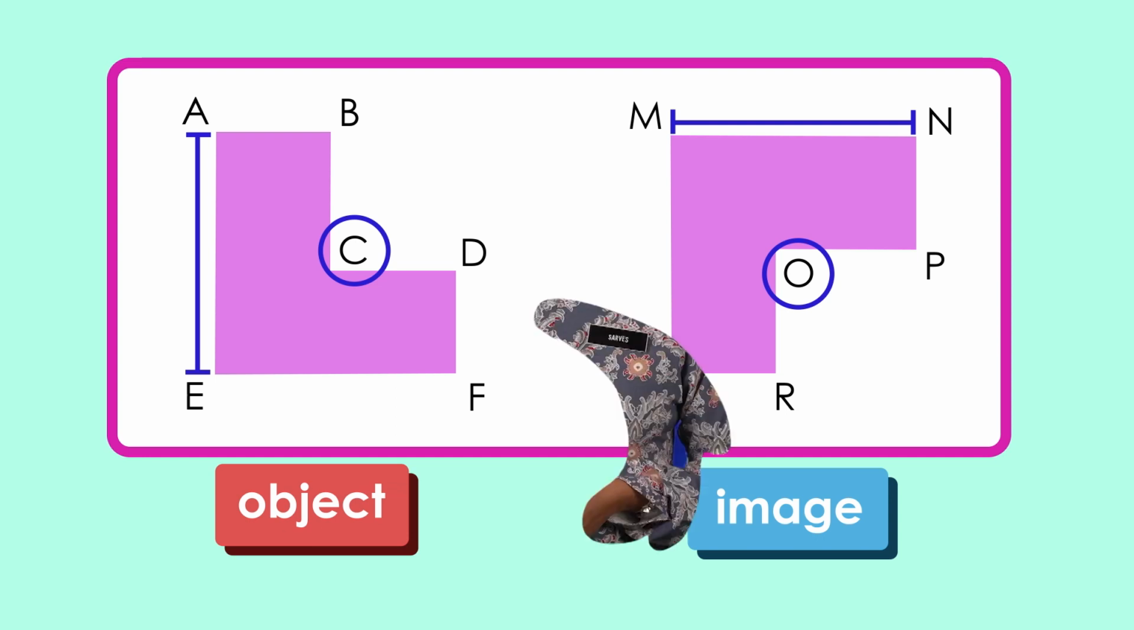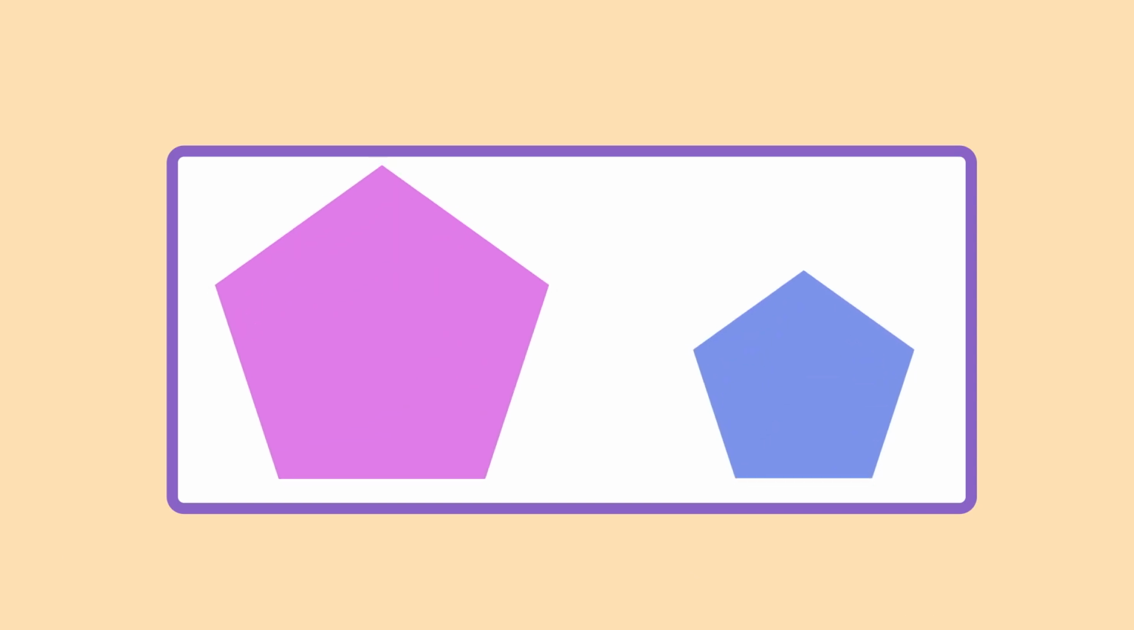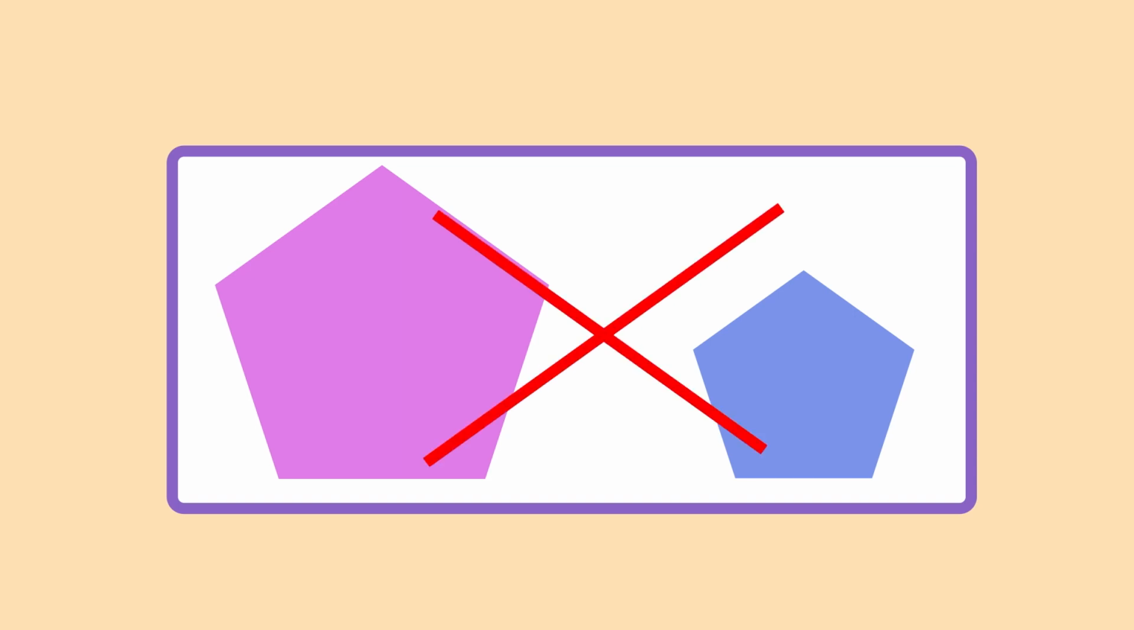Well, if the object and image have the same shape and size, regardless of the orientation and movement, we call it congruence in transformations. Pupils, can you identify if these pairs are congruent? Can you explain? That's great. These shapes are not congruent because their sizes are not the same.